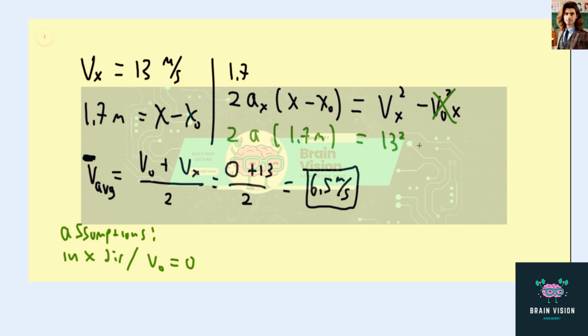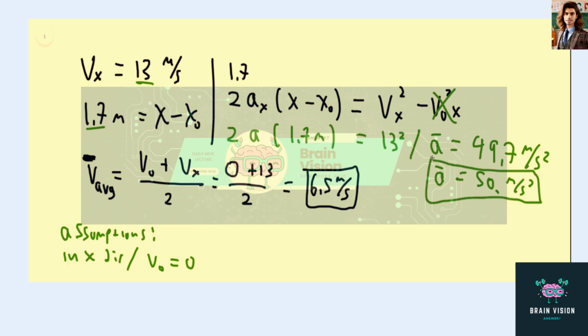If we solve this with a calculator, 13 squared divided by 2, divided by 1.7, I get that the average acceleration, a bar, is about 49.7 meters per second squared. We only have 2 digits of significance here, so really you should say it's about 50 meters per second squared, and we could put a decimal point on that. So that is yet another quantity that we figured out.